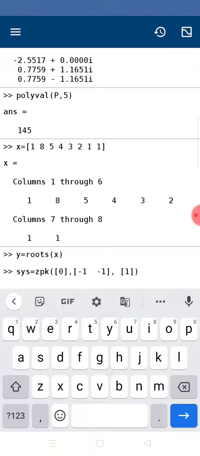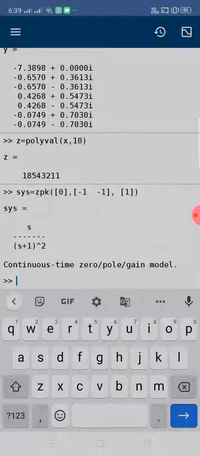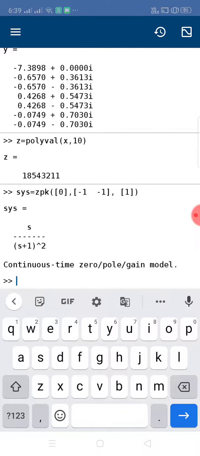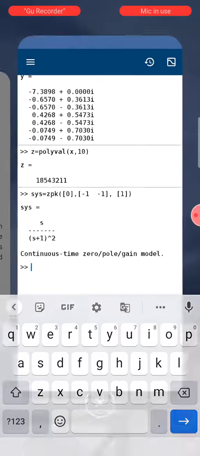See here, sys equal to zpk 0 minus 1 minus 1. Then next is 1. Location of zero, location of pole and gain value are separated by comma. Now see here, this has given the transfer function. So the transfer function can be written with the help of zpk command also.